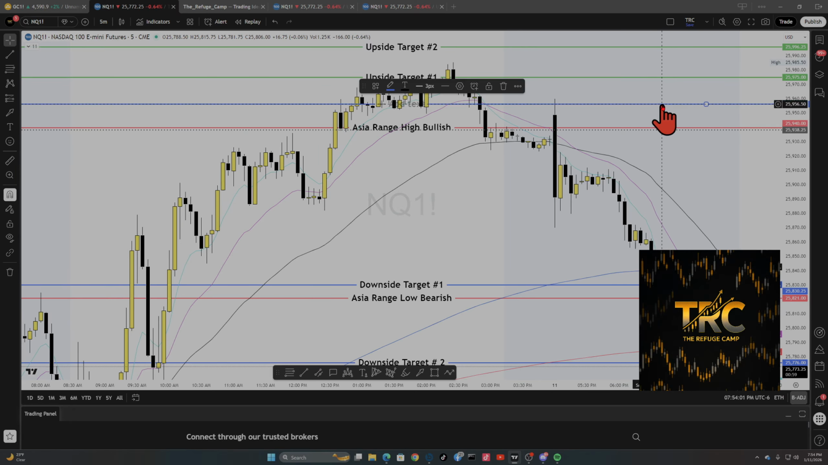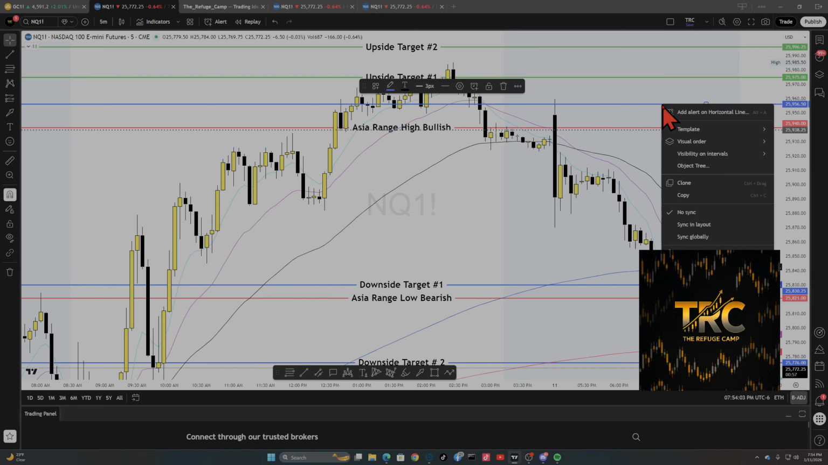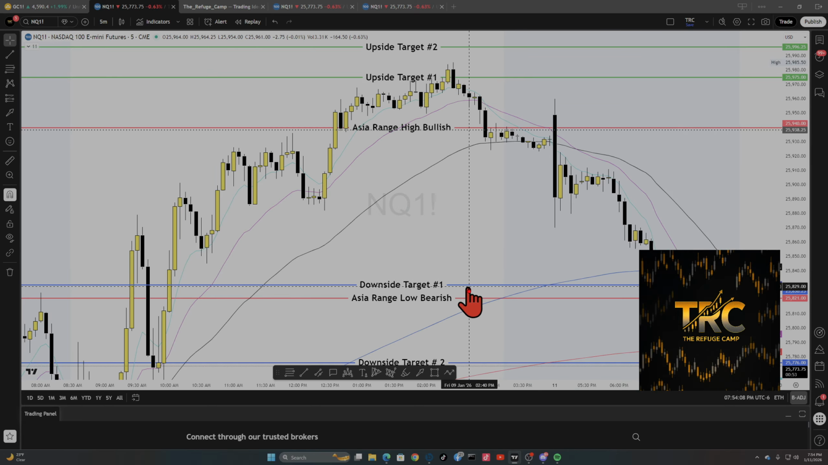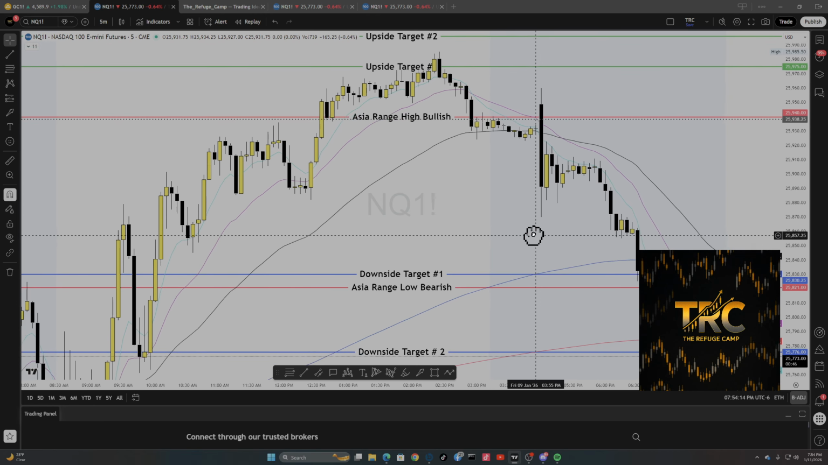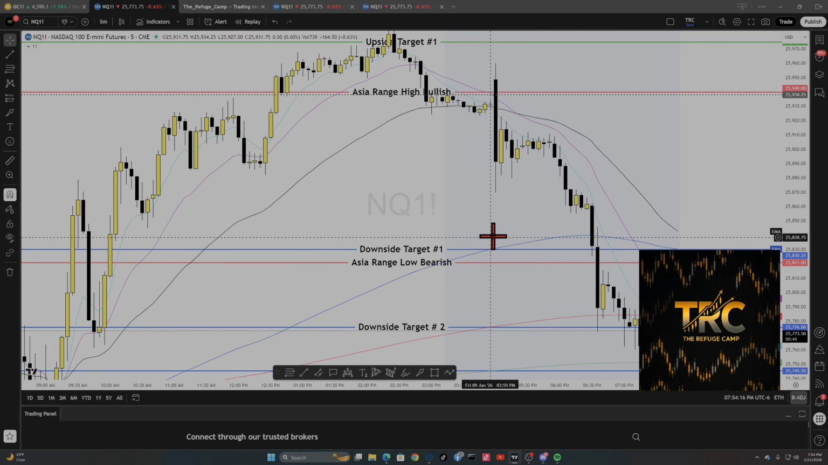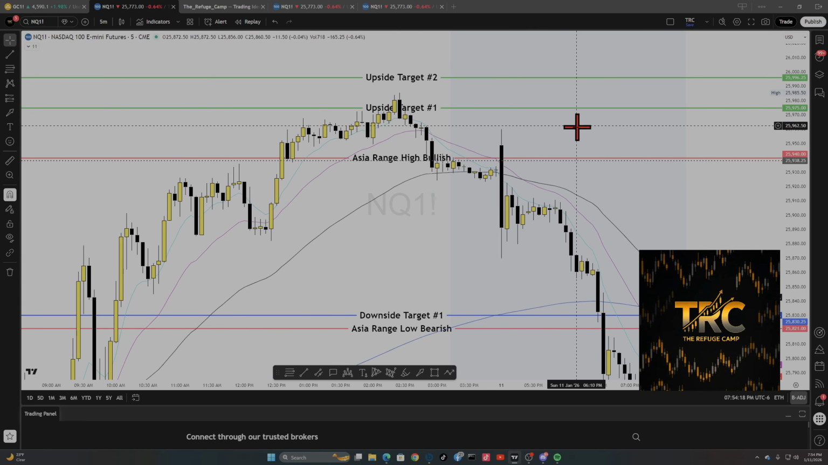Okay? Anybody have any questions about that? So we're waiting for the 9-day to cross under the 21. And then once we have a candle that retests that cross, the level that it crossed under, right, you need it to close under it to validate it. Right?